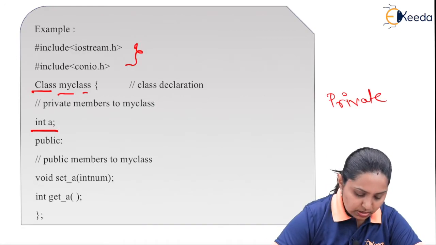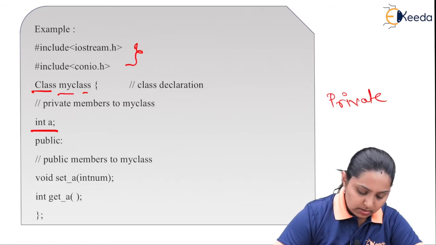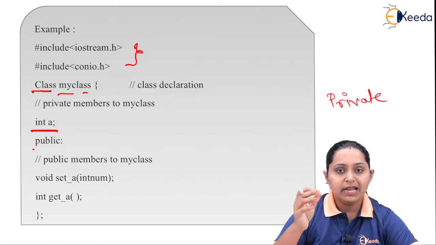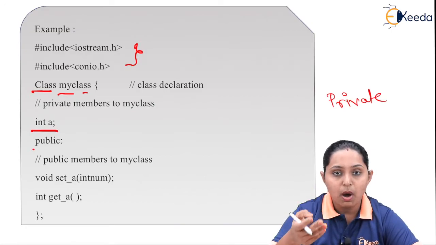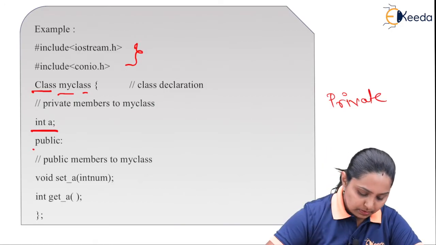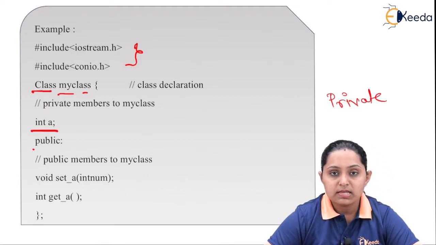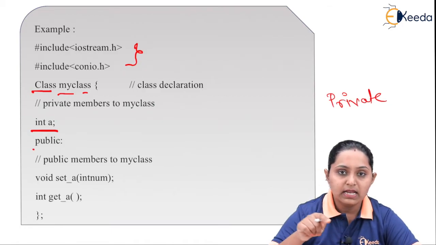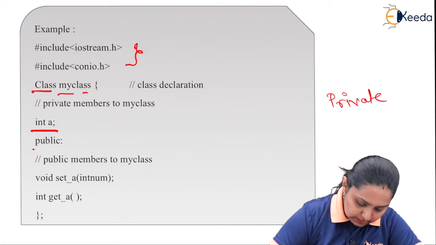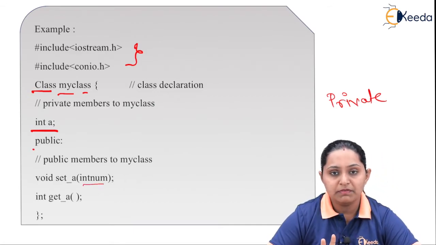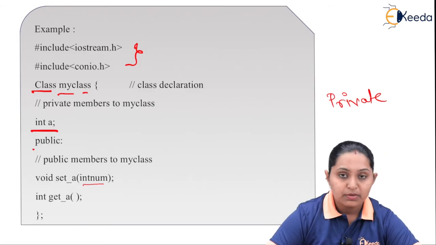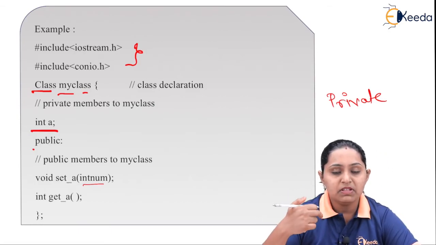Next, inside the class definition, I am saying the data members are public. That means after writing public, whatever data members I am specifying will be publicly accessible. Then I am writing void set_a(int num). So I am creating one function, void set_a. The name of that function is set_a, and inside it I am creating one parameter, int num. Then I am creating a second member function, which is int get_a. So first we specified set_a, second we specified get_a.